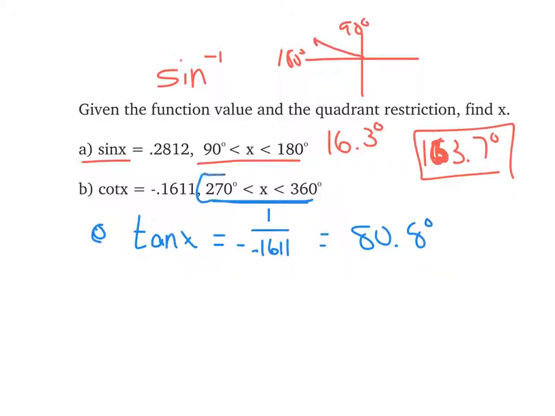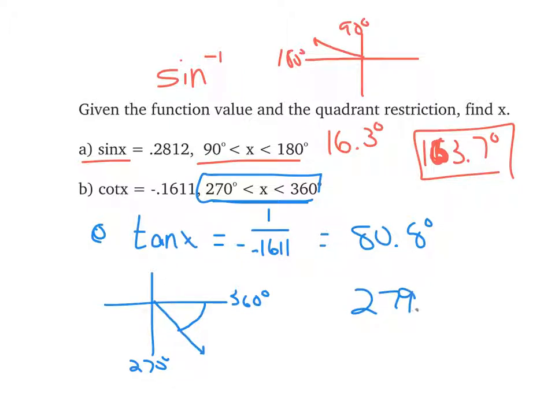Now, that's the reference angle. I've got to go in quadrant 4. So if I were to draw that, 360's here, 270's down here. I've got to be 80.8 degrees away from 360. So I'm going to do 360 minus 80.8, and that's going to give me the fourth quadrant measure, which is 279.2 degrees, which is exactly what I need because it's between there and it's this far. I hope that makes some sense to you.